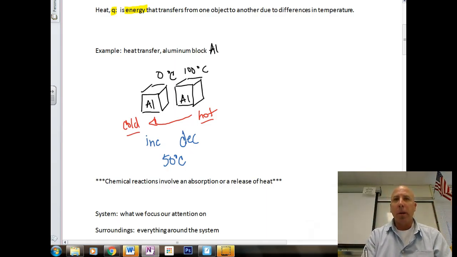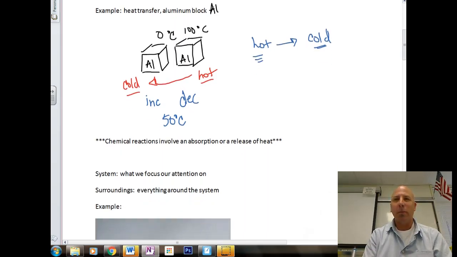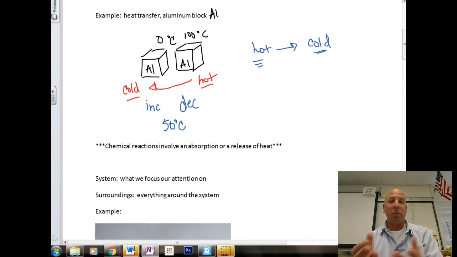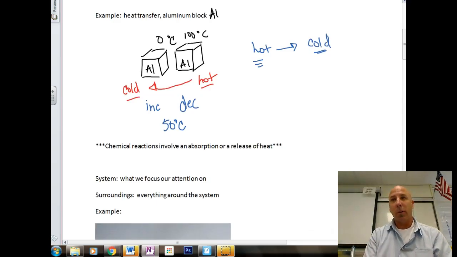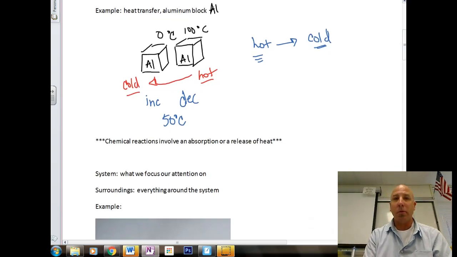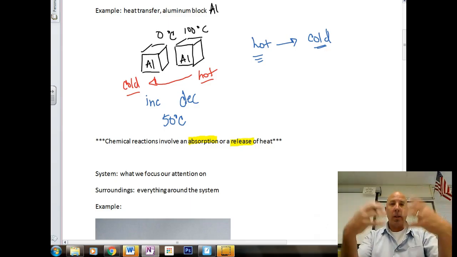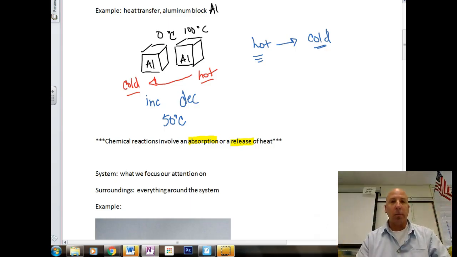So just remember that heat is always going to transfer from hot to cold. We do not put cold into something. We just remove the heat from it, and the molecules slow down. That means the temperature is going to drop. Now, in the chemical reactions we're going to be talking about, they are most likely going to involve absorbing heat, or chemical reactions will release heat. Absorbing is heat coming in; releasing heat, obviously, is heat going out.